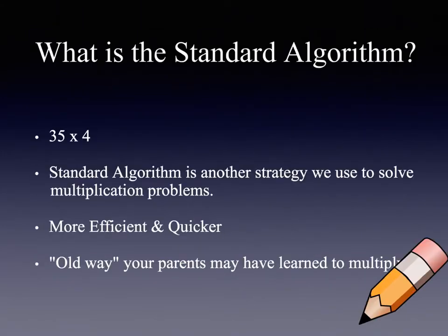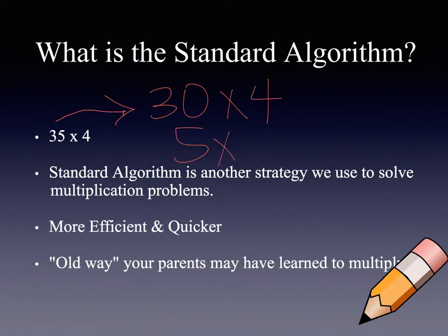So first of all, let's start out by figuring out what the standard algorithm is. I have a problem here, 35 times 4. And I think last year in 4th grade, you learned how to multiply these numbers using a number of different strategies. You could have used partial products, which meant you could take this 35 and change it into 30 times 4 and 5 times 4. That definitely could have been a good strategy for you to use.